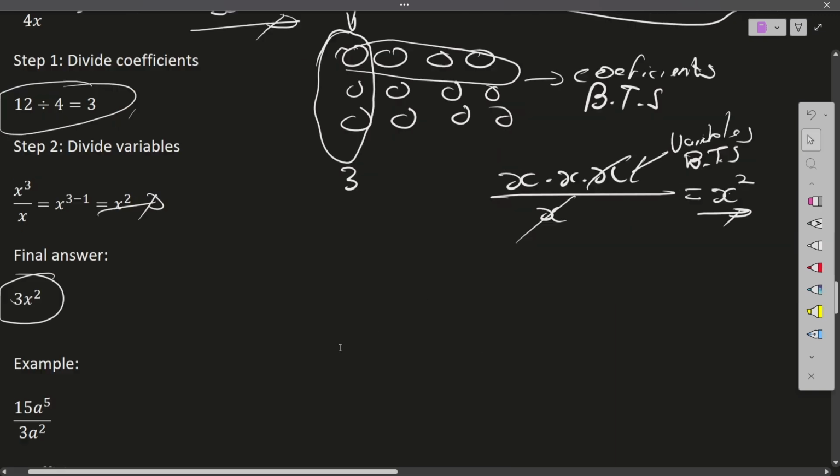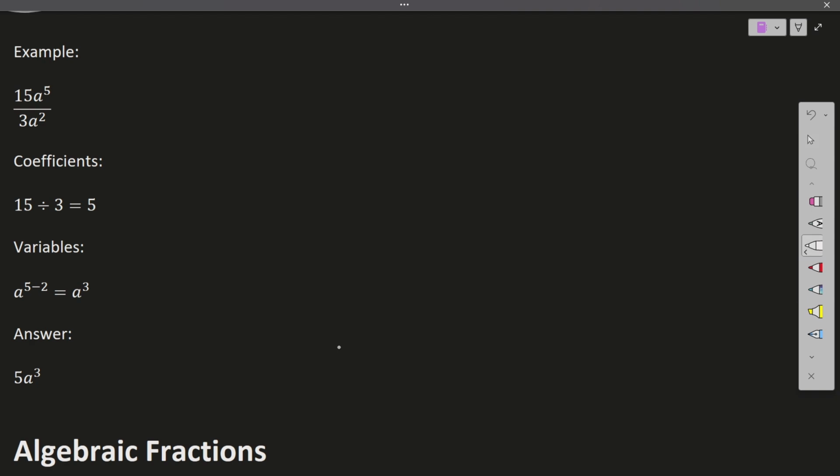Alright, so let's do a different example. 15a to the power of 5 divided by 3a squared. Let's divide the coefficients first, and then we divide the variables as well. 15 divided by 3 is 5. And then a to the power of 5 divided by a squared is a to the power of 5 minus 2. So that is 5a to the power of 3. You get it? We can expand this, but I believe you know it now.